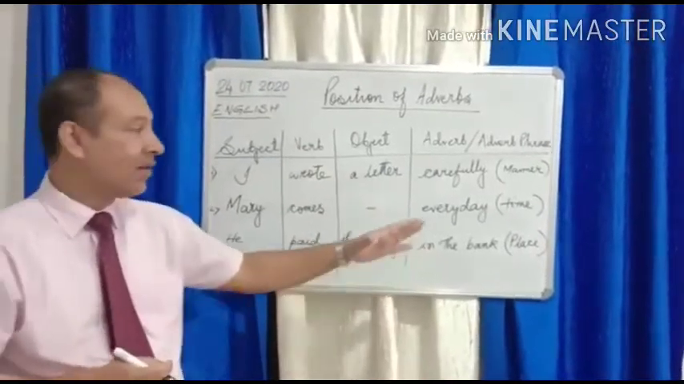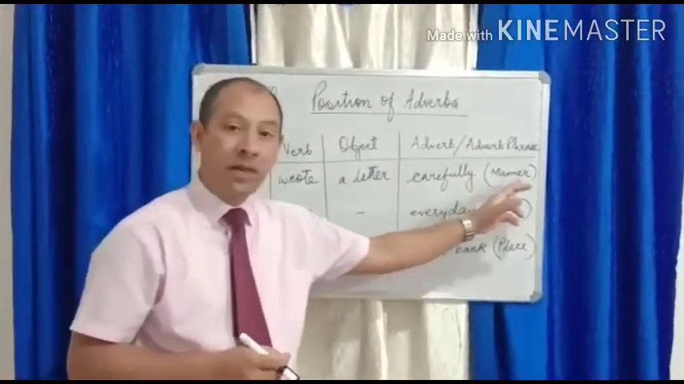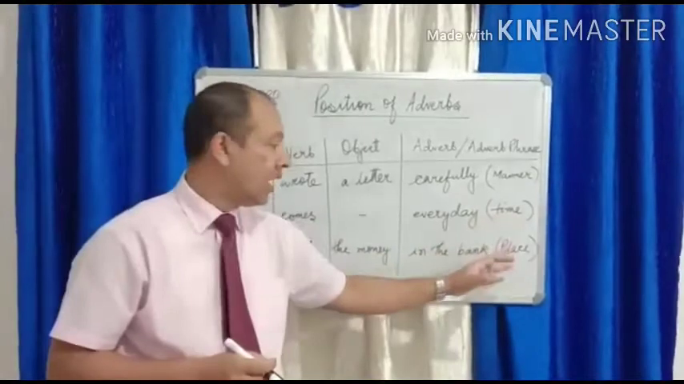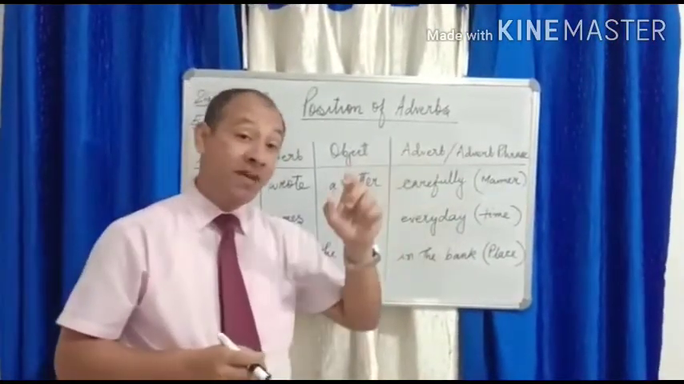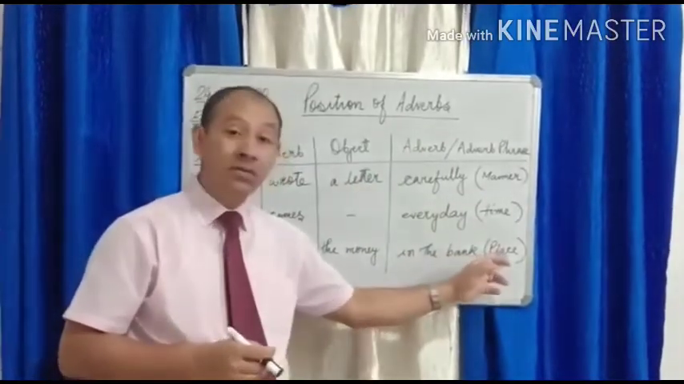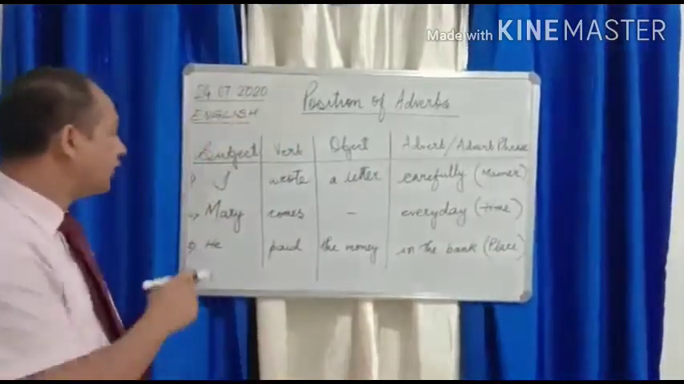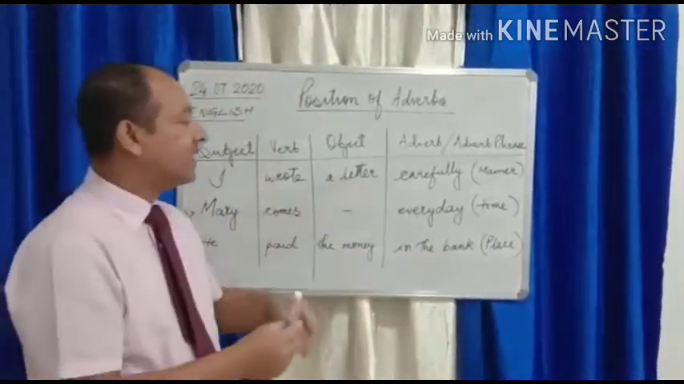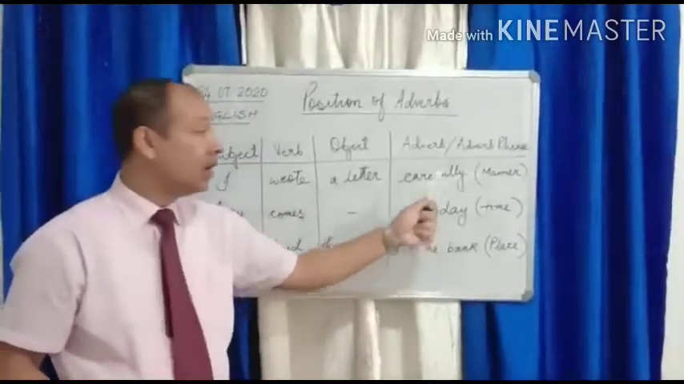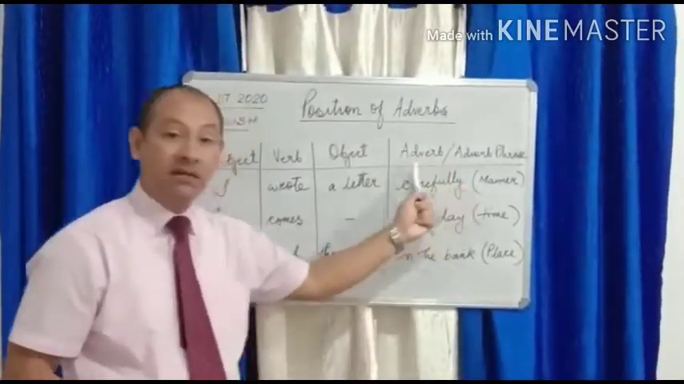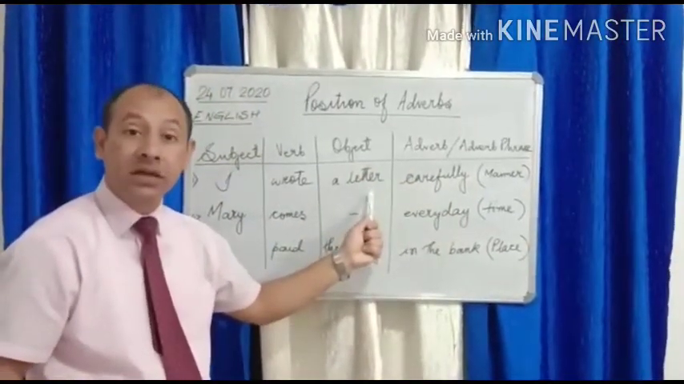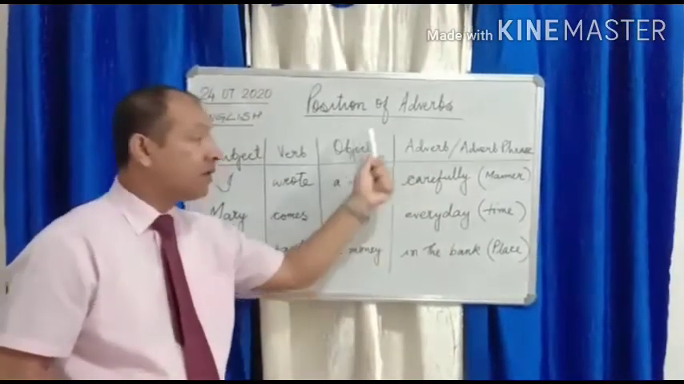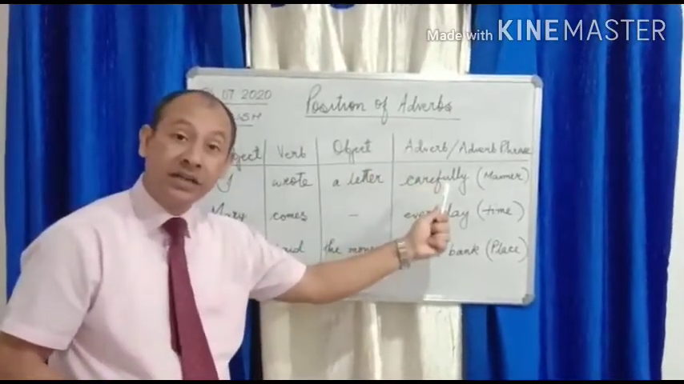In these sentences, we have the categories of adverbs: adverb of manner, adverb of time, and adverb of place. In the bank is an adverb phrase, but it also shows place. Now, if you see here, I wrote a letter carefully. Here the position of the adverb carefully comes after the object, if there is an object. Here the object is letter. So the adverb comes after the object.